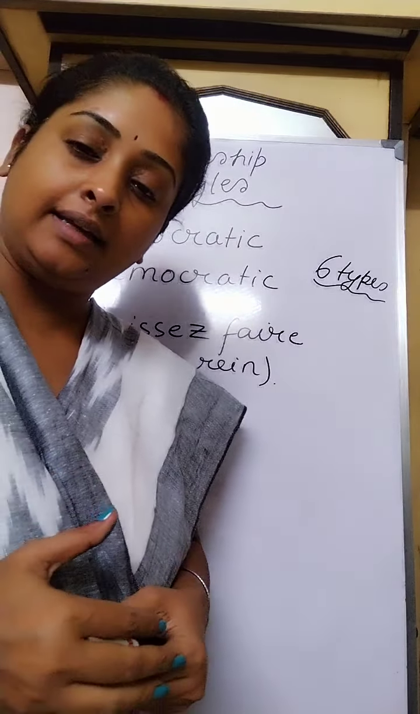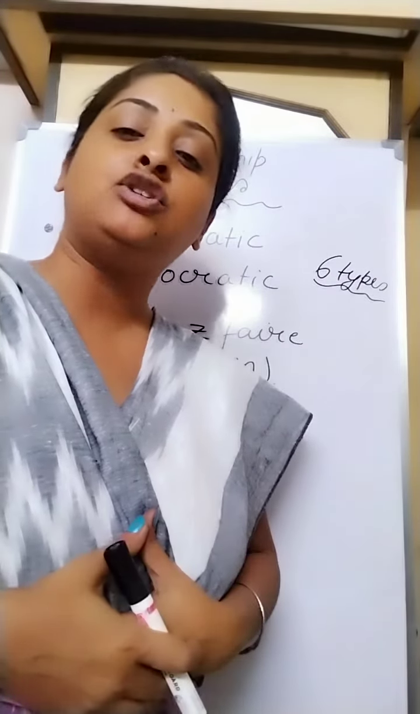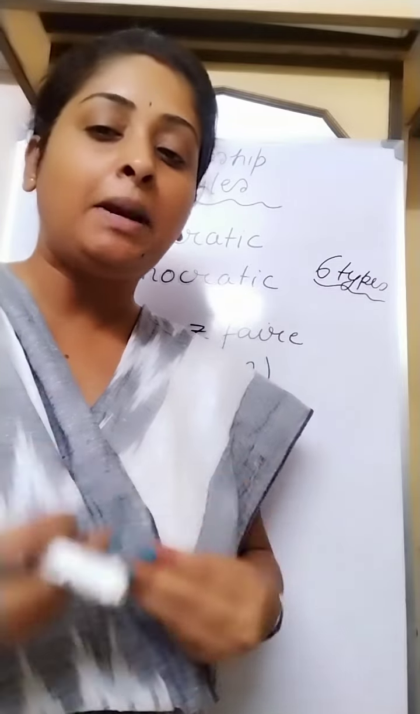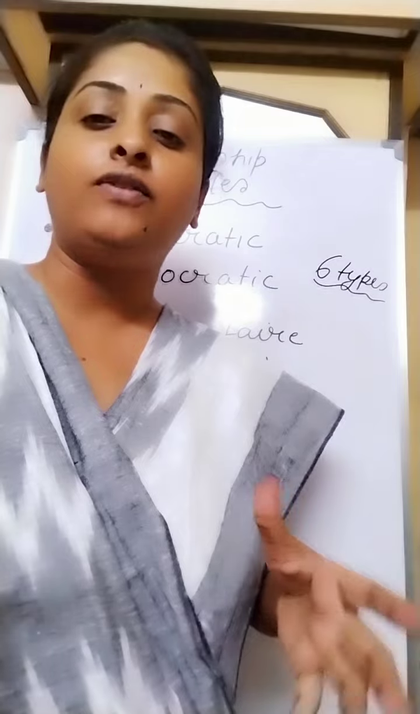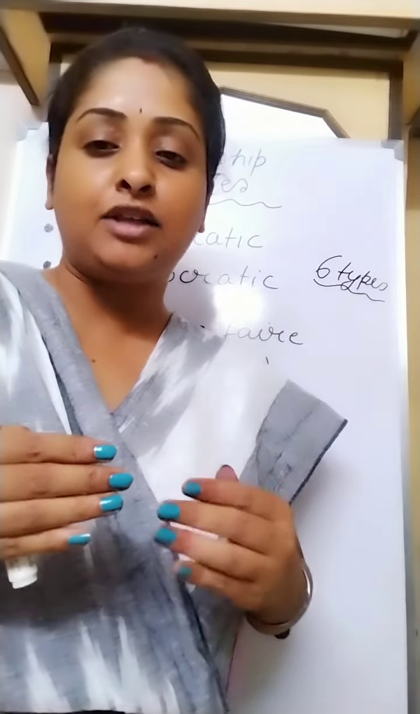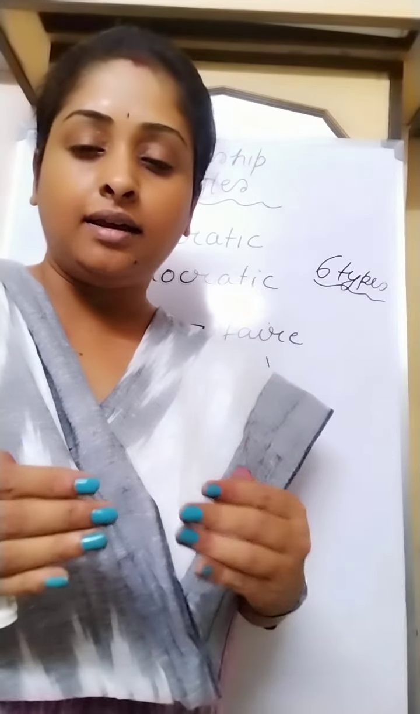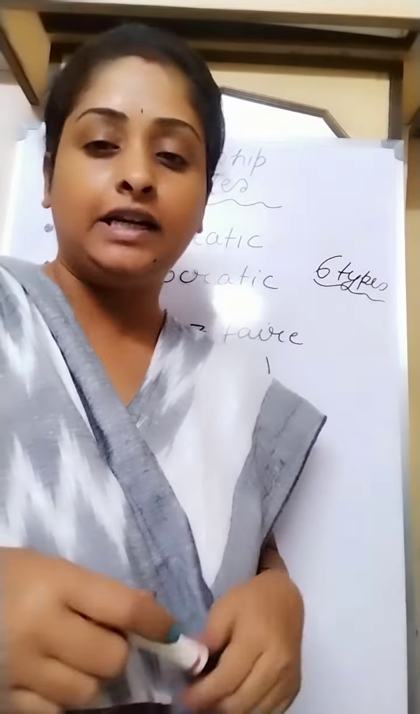Now first in this video I have decided to discuss the first 3 major types of leadership style. The first 3 major types I will discuss today in this video, and in my next video I will try to explain the remaining 3 types of leadership. So leadership consists of 6 styles, of which today I will discuss 3 major types. Talking with the first type, the first important type of leadership is autocratic leadership.